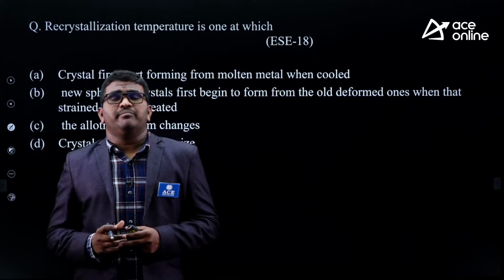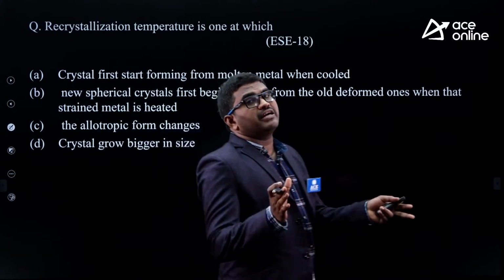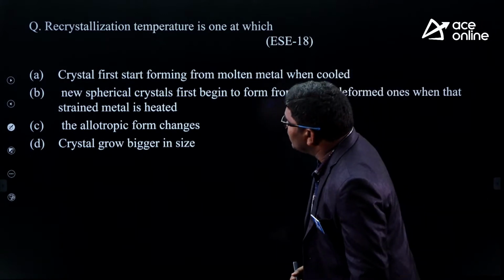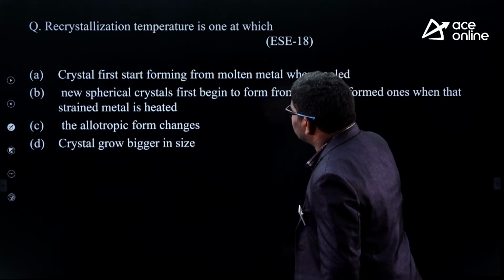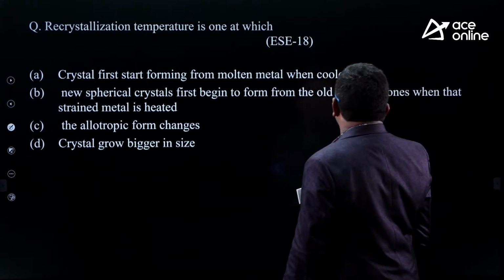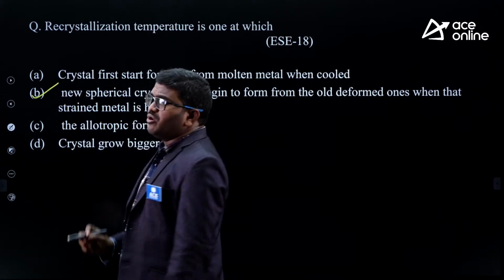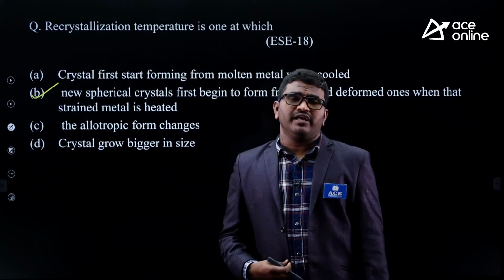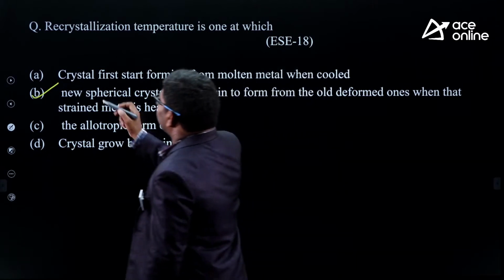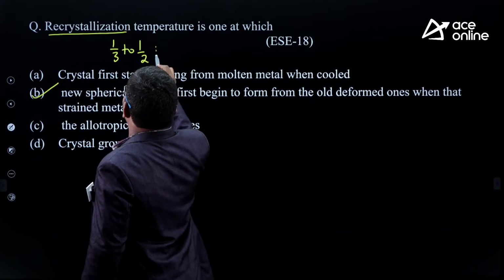At the recrystallization temperature, the formation of new crystals from a cold worked component is completed by heating the workpiece material. New crystal formation is completed. So the most appropriate answer for this question is that new spherical crystals first begin to form from the old deformed ones when strained. Strained is nothing but cold worked. By heating the cold worked component to a certain temperature, the new crystal formation is going to be done. The recrystallization temperature is approximately 1/3 to 1/2 of the melting point temperature.